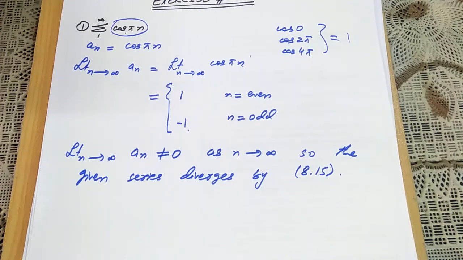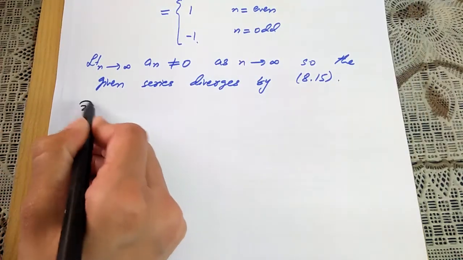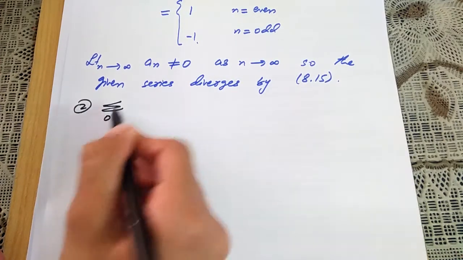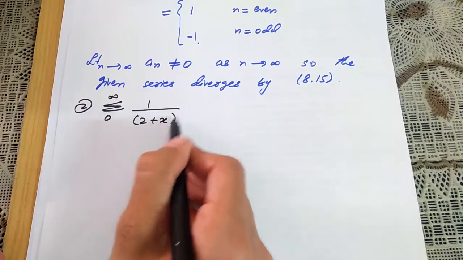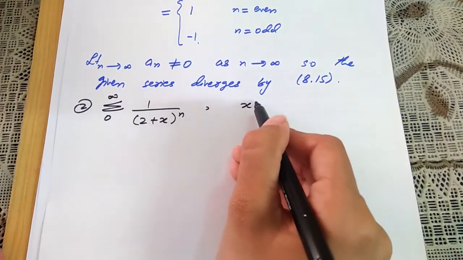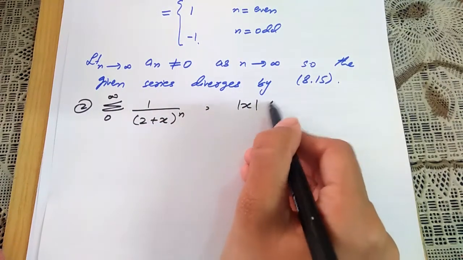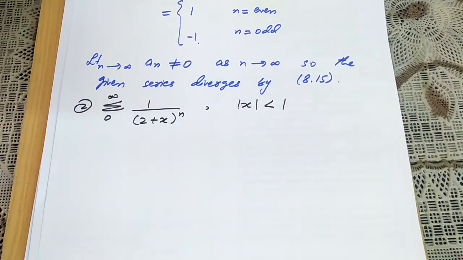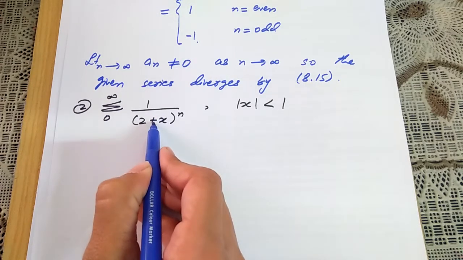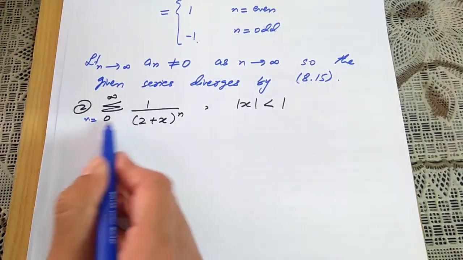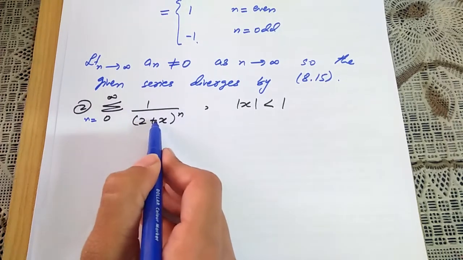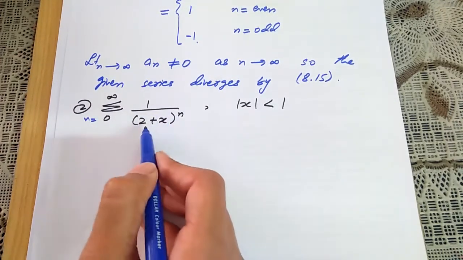Now come to question number 2. The series is given from 0 to infinity of 1 over (2 plus x) raised to power n, and here the limit is given like |x| must be less than 1. Now if you just open this series, n is from 0 to infinity. Apply here n and see what kind of series it is.